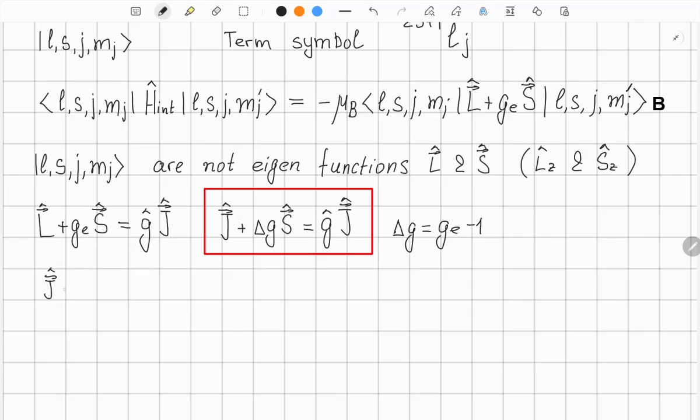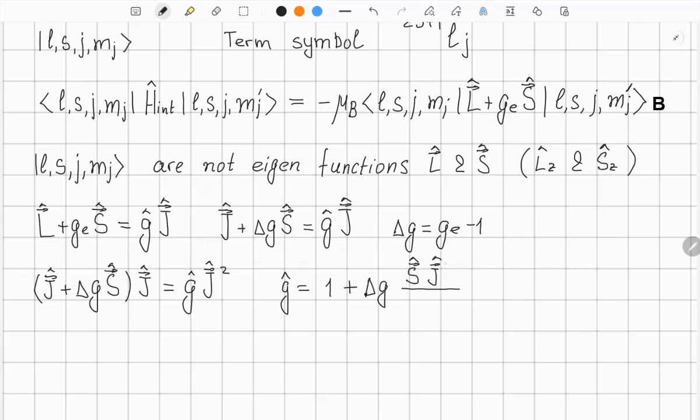Now we multiply both sides of the equation by the operator J. This allows us to express the operator G in the following form, which involves the scalar product of S and J. To evaluate this product, we recall that L is equal to J minus S. Squaring both sides of this equation gives us a relation involving L square, S square, and J square, which can be rearranged to express the product S and J. This gives us the following expression.